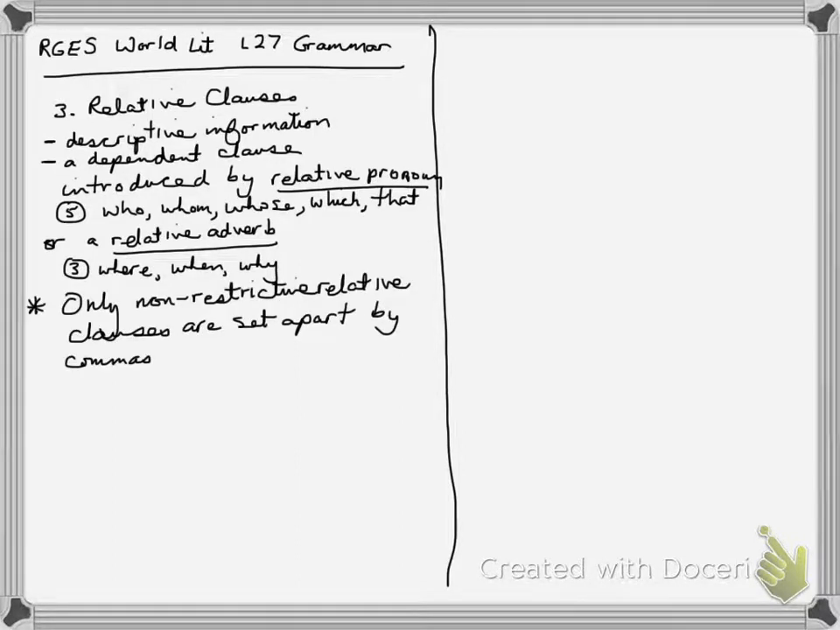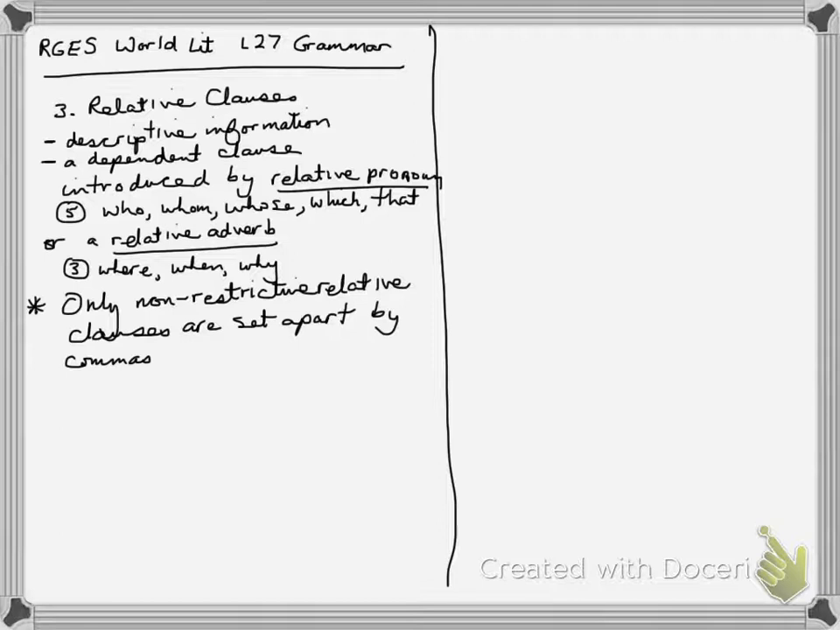Now, when I say set apart, what I mean is if it's at the beginning of the sentence, you have a comma after it, and then the rest of the sentence. If it's at the end of the sentence, you have a comma before it, and then you have your relative clause. Or if it's in the middle of the sentence, it has a comma on both sides. That's what we mean when we say set apart. It's separated from the rest of the sentence by commas, however you need it to be, depending upon its position in the sentence.